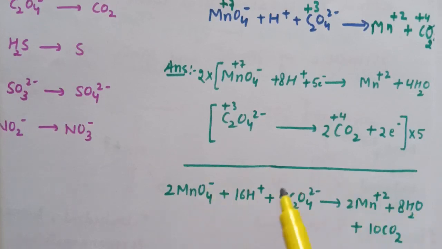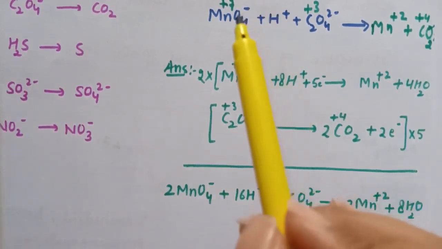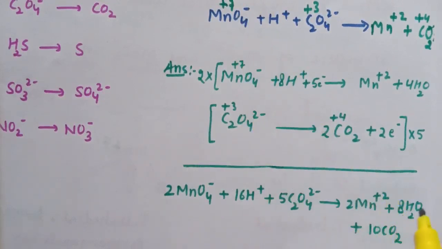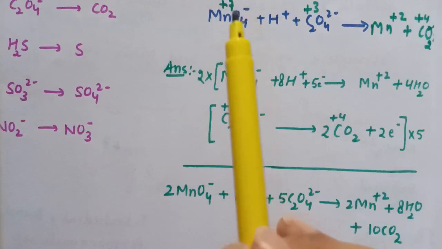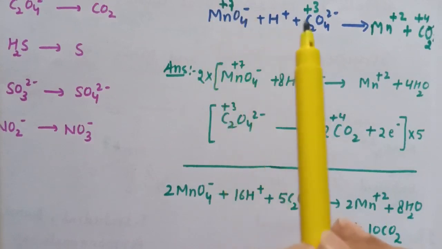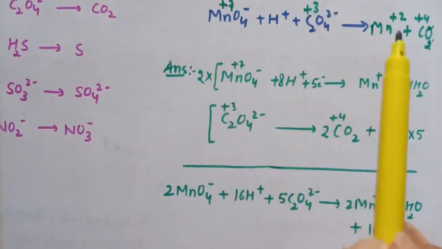So this is how we balanced this equation, and the products are 2Mn+2, 8H2O and 10 CO2. MnO4 negative behaves as an oxidizing agent and it will oxidize oxalate ion to carbon dioxide.